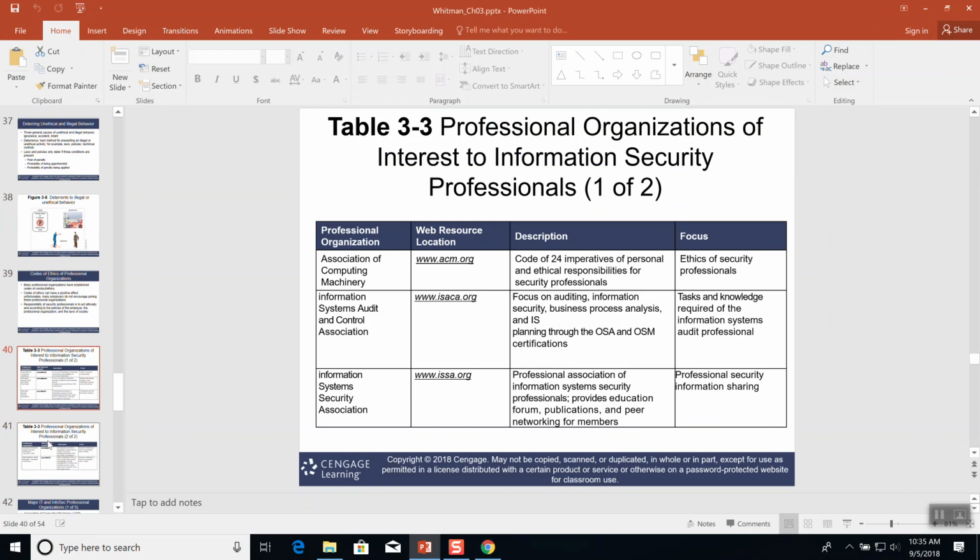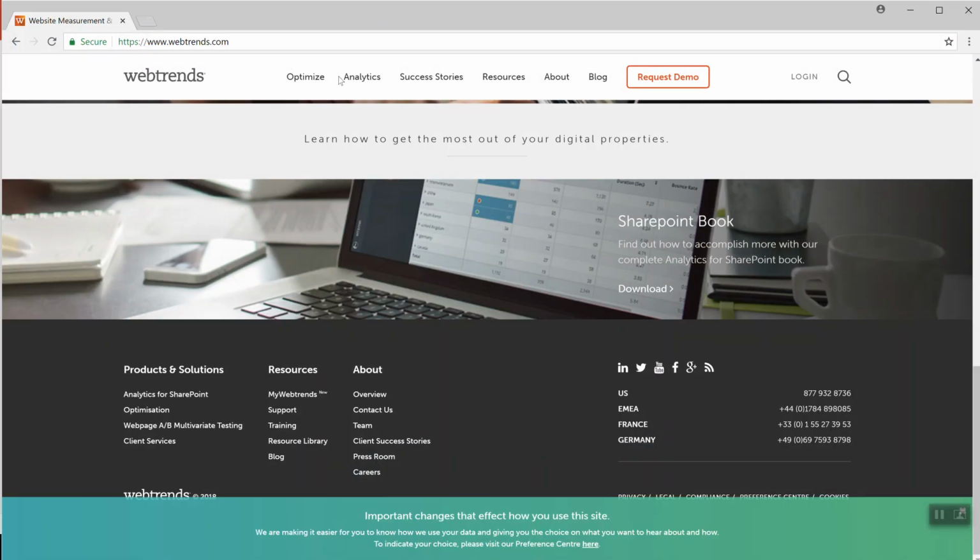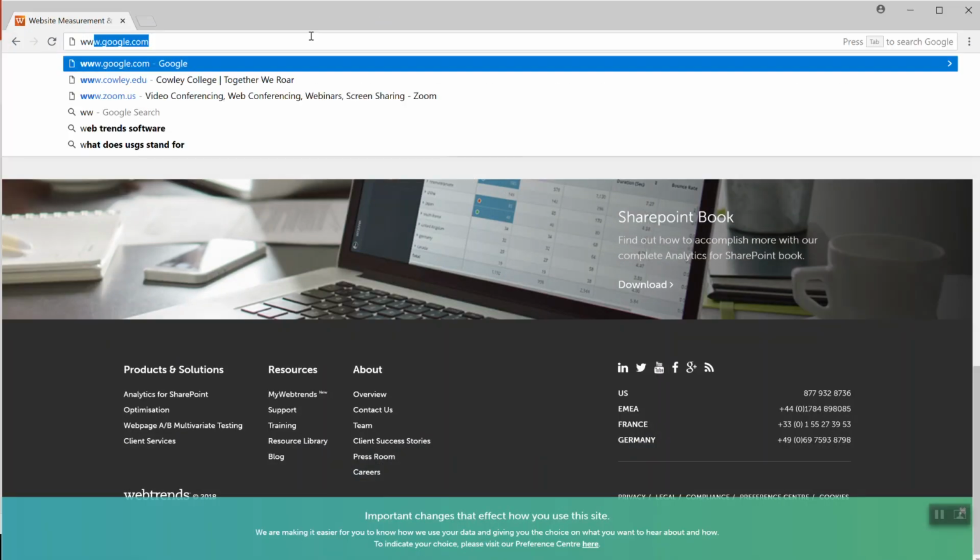Here's some professional organizations: ACM, ISACA, ISSA, ISC2, GIAC. Is that a big one? What is it, GIAC? Never heard of that? I've never heard of it. Some of these other ones I really haven't heard very much about.